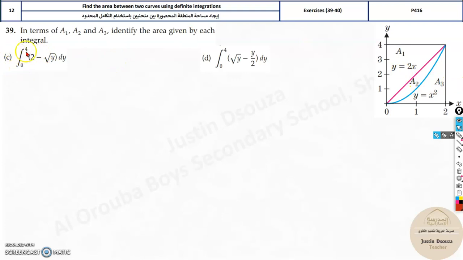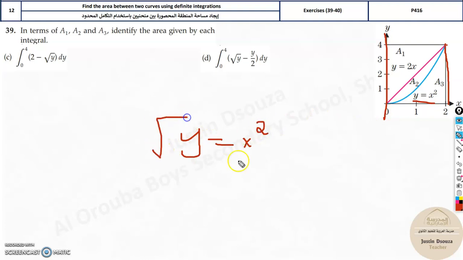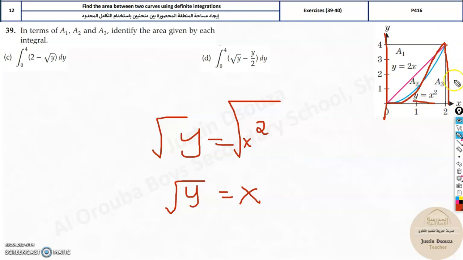Over here, 0 to 4, when you look at this limit, you must understand we are dealing with the y-axis. So 2, where is 2 over here? 2 is this line, and then root y, square root of y. Look carefully, you have y equals x squared. Take the root on both sides. What's going to happen? It's going to be x equals root y. So this function and this function is what we are considering.